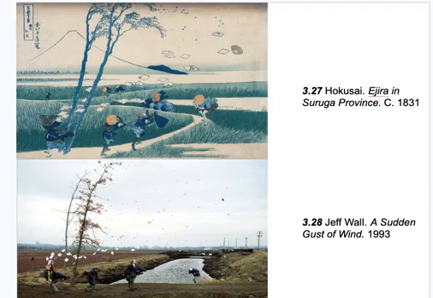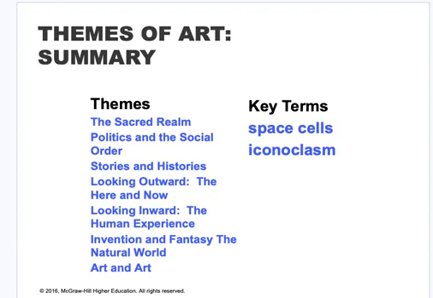Okay, so that is the summary of this chapter on themes of art. We've covered the sacred realm, politics and the social order, stories and histories, looking outward, the here and now, looking inward, the human experience, invention and fantasy, the natural world. That's one topic actually that should be moved down, the natural world, and art.